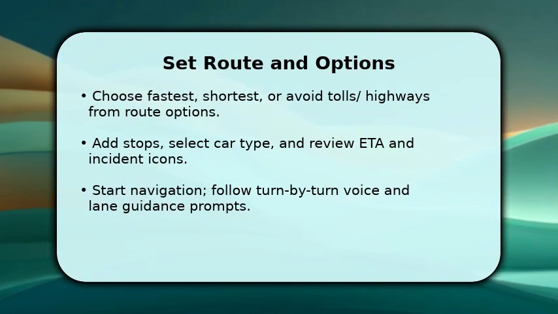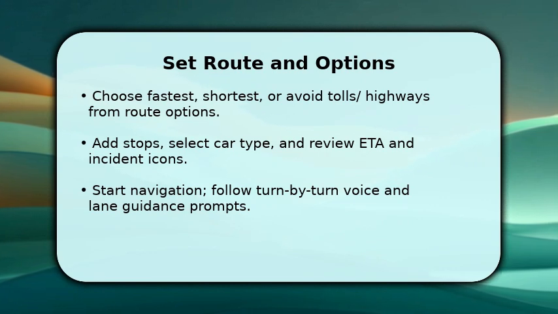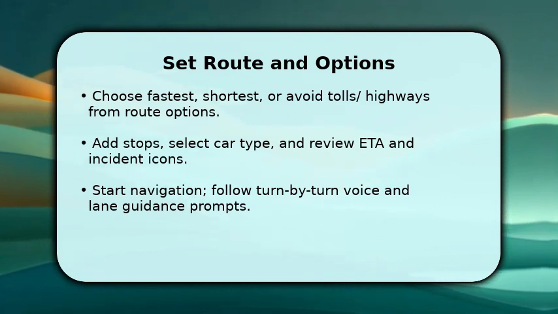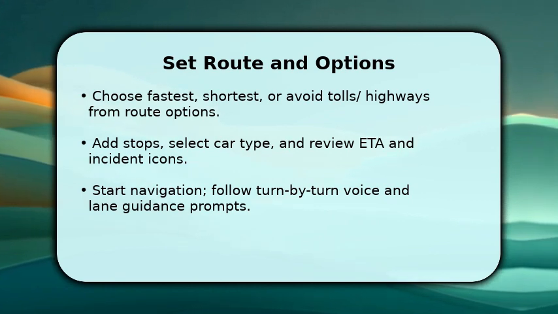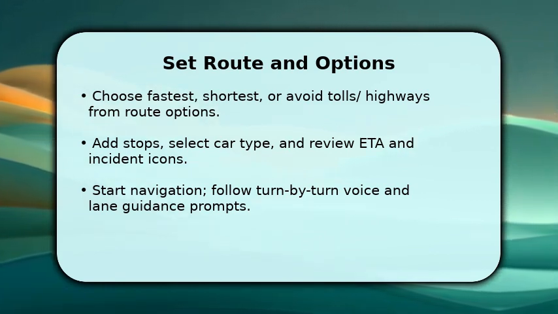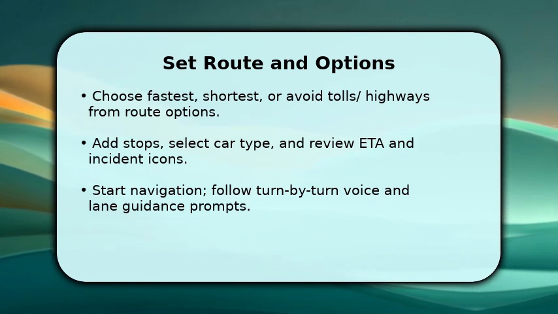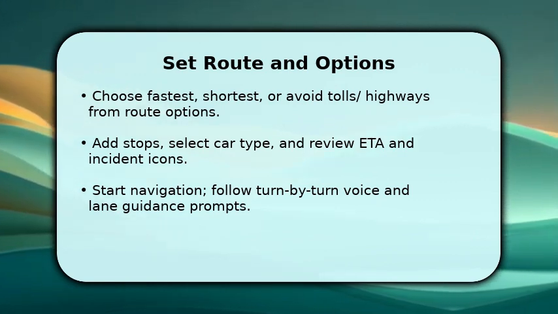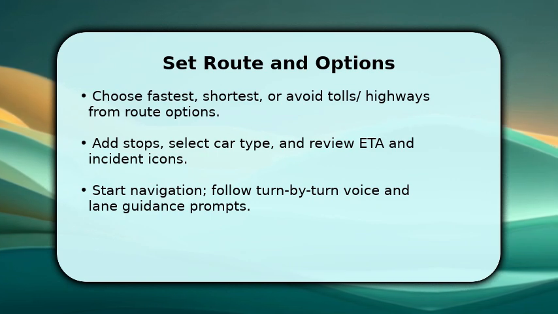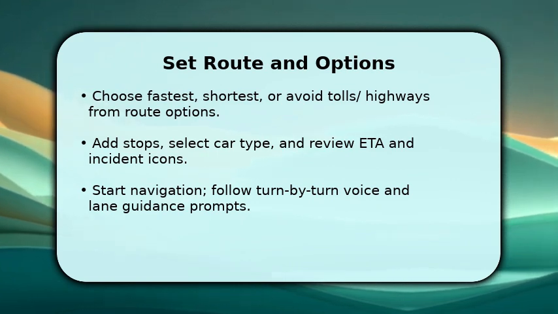Once your destination is set, review route alternatives and tap the three-dot menu to avoid tolls, highways, or ferries if needed. Add stops for fuel or errands to chain destinations and pick vehicle type for accurate travel time. Check the ETA, distance, and hazard icons along the route so you know expected delays.